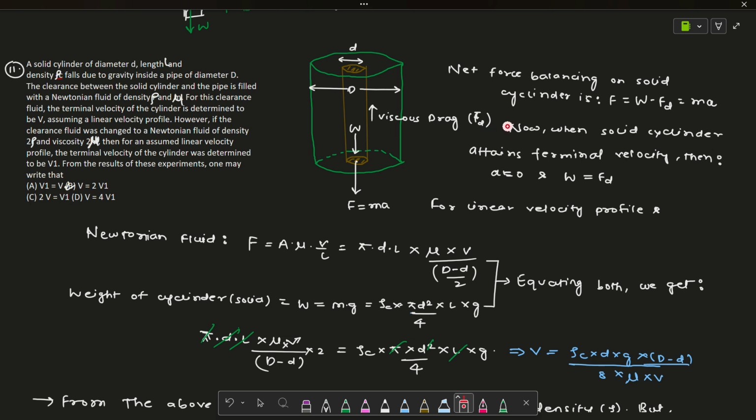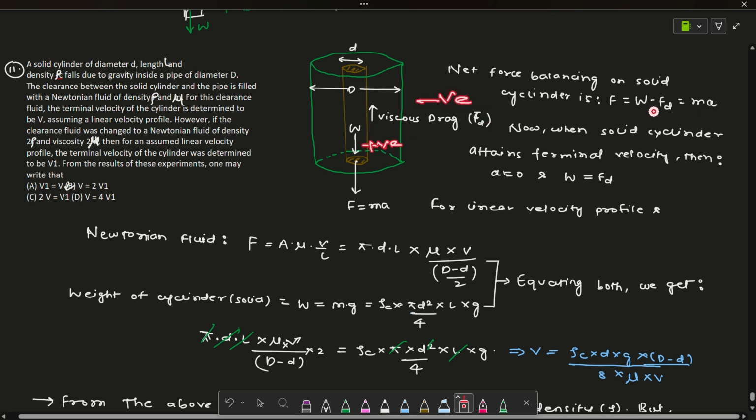Now I have written the force balancing on the solid cylinder. If we draw the FBD of the solid cylinder and balance the forces, we get F equal to W minus D. W is in the downward direction and the viscous force is acting in the upward direction. I have taken downward as positive and upward as negative, and equated this to mass into acceleration from Newton's second law.